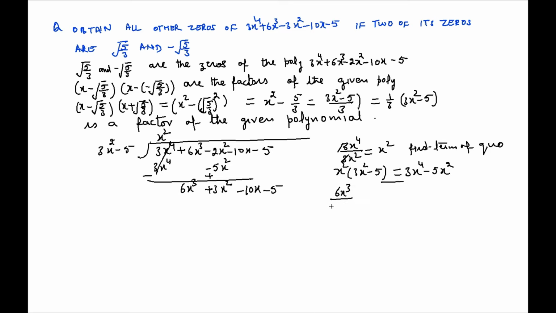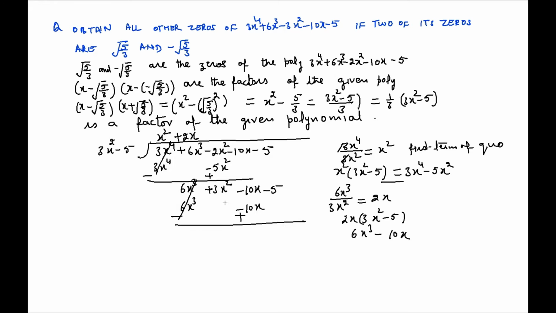Write 6x cube in the numerator and 3x square in the denominator. You will have 2x, that is the second term of the quotient. So write 2x, multiply 2x with 3x square minus 5. You will have 6x cube minus 10x. Change the sign. The first term is cancelled. Here minus 10x plus 10x is also cancelled. You will have 3x square minus 5.